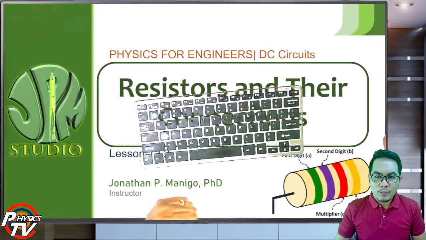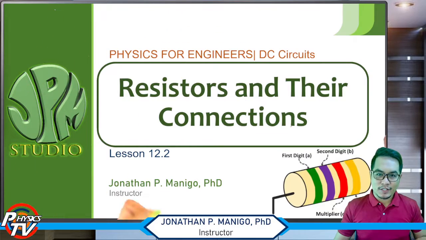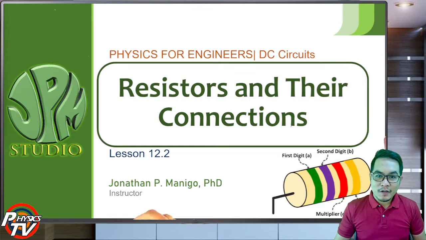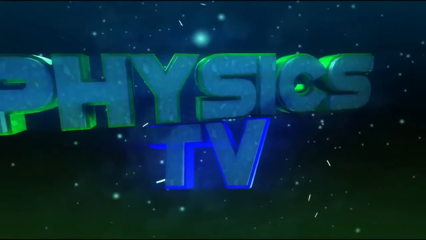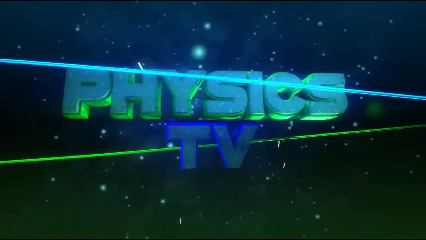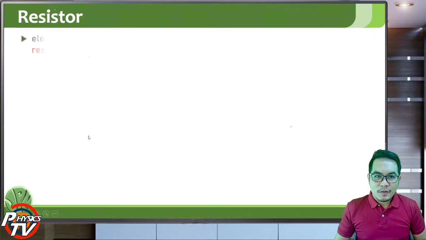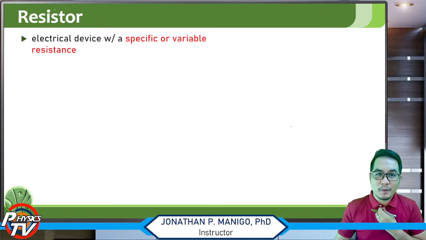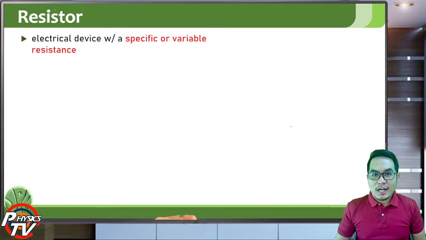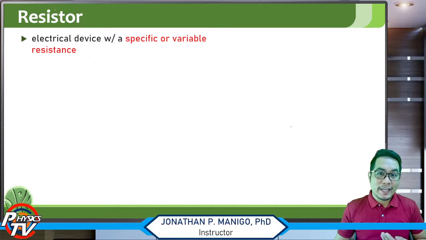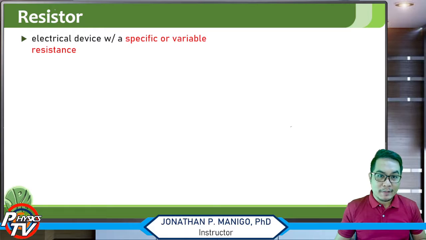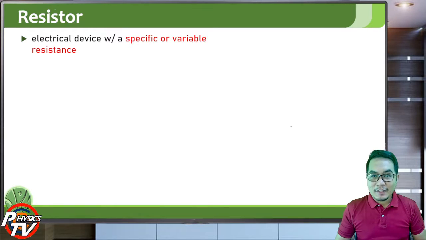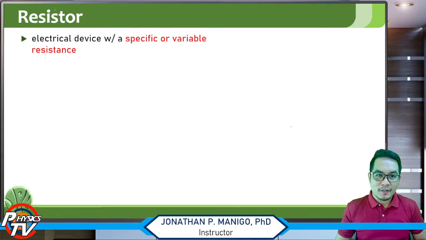For this lesson, we will be talking about resistors and their connections. Basically, these are devices with resistance. A resistor is an electrical device with a specific or variable resistance. It is one of the elements of a circuit. We presented before that in order to make the very simplest circuit, you just need a battery and a device with resistance, and then of course some connecting wires.